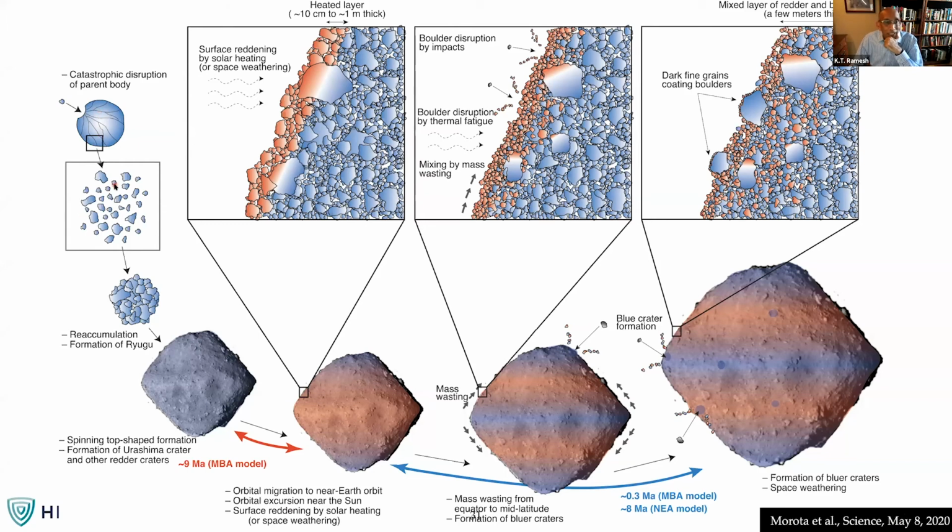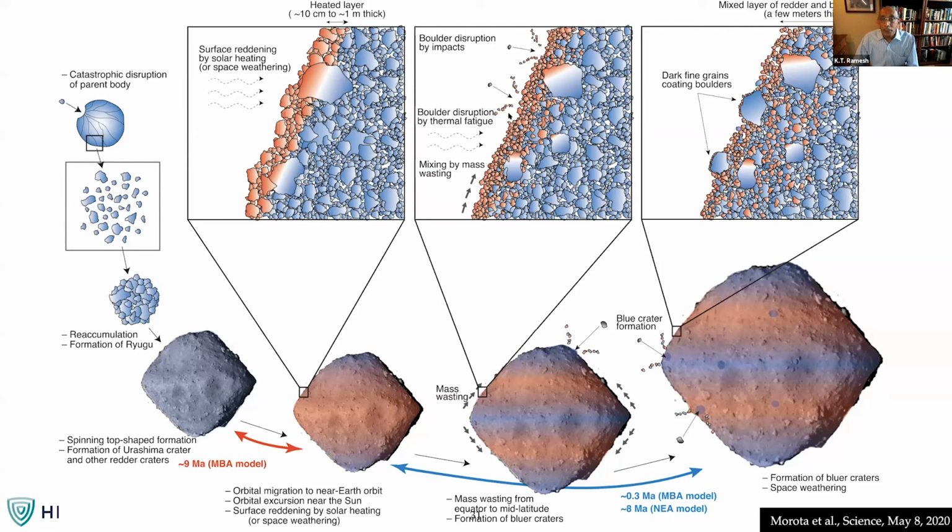You generate a lot of fragments. The fragments reaccumulate. You get a rubble pile. And here you get Ryugu. This is that asteroid. A few years later, the asteroid's just sitting there exposed to the sunlight. You get a mechanism called space weathering. The sunlight is basically protons. You end up reddening the surface of the asteroid, allows it to get warm.